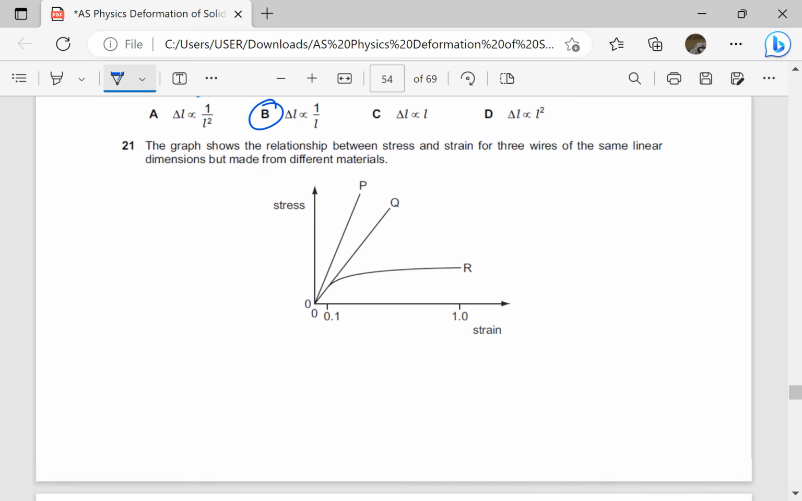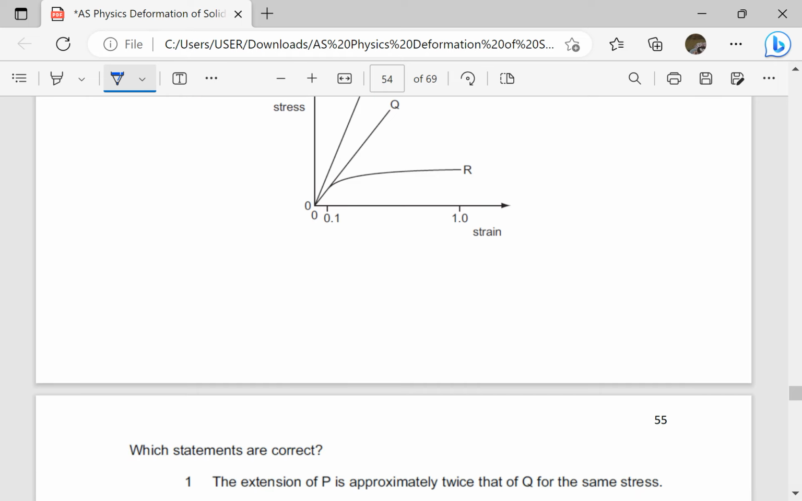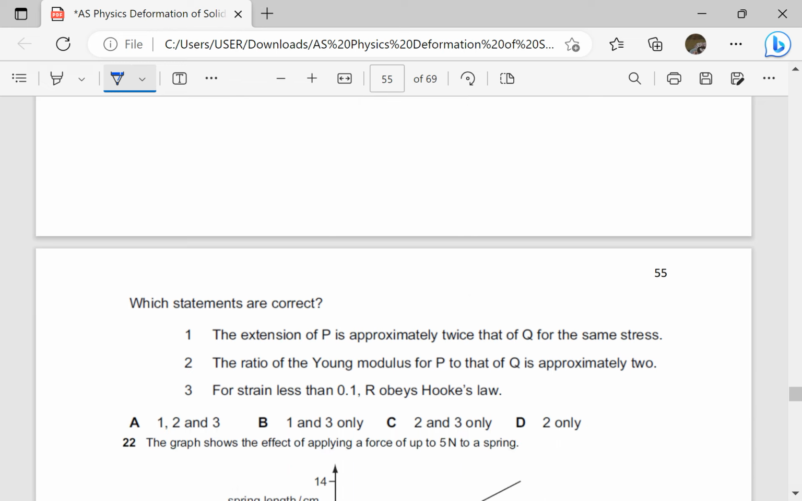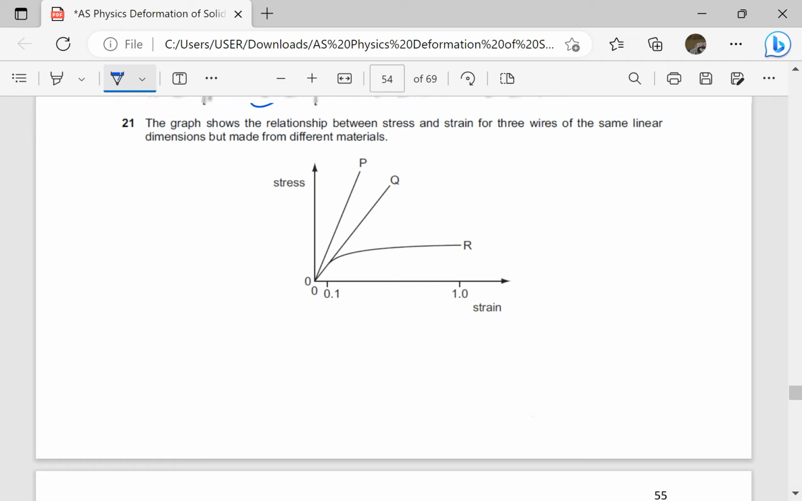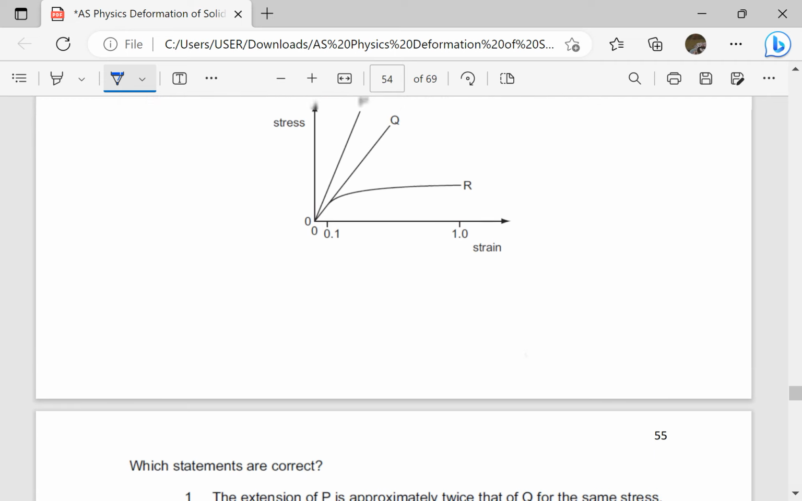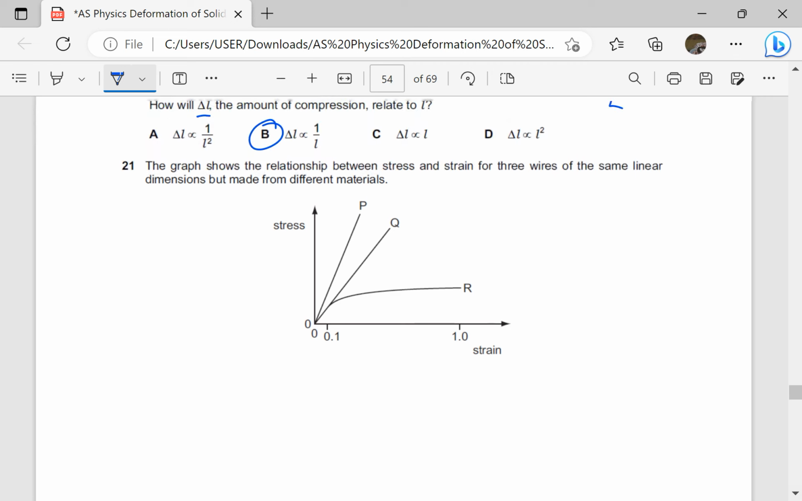The graph shows the relationship between stress and strain for three wires of the same linear dimensions, but from different materials. Same linear dimensions, different materials. Which statements are correct? Number one, the extension of P is approximately twice that of Q for the same stress. For the same stress, let's see the same stress.